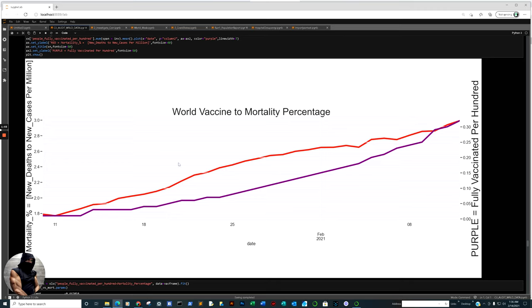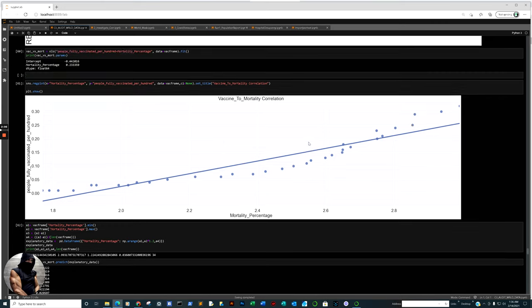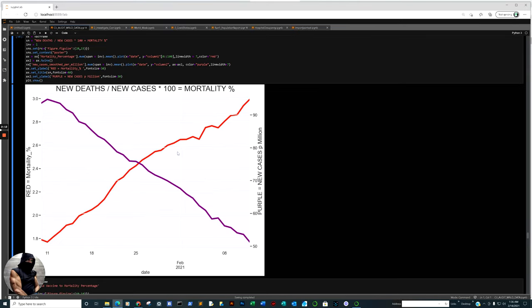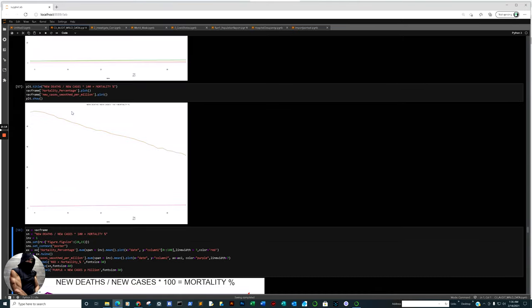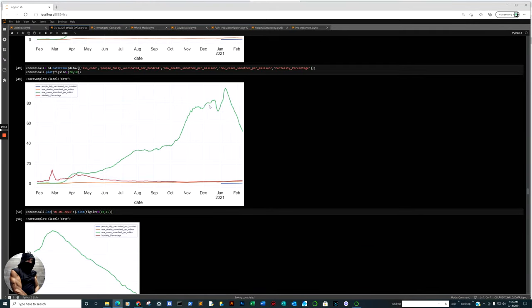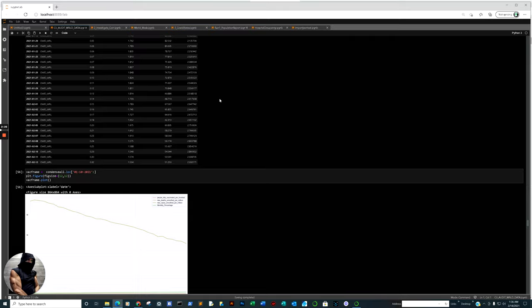So in this case, what we're looking at here is mortality, which is red, and purple right here is those fully vaccinated. And yes, it does follow a fairly predictive correlation. But again, correlation does not mean a causative argument. So here we have this incredible drop, like in the middle of nowhere, right here, that all of a sudden just happened right around the beginning of the year. So that's just to give you an idea.